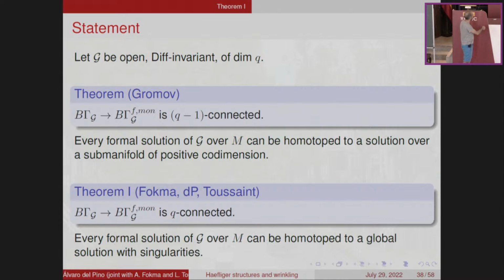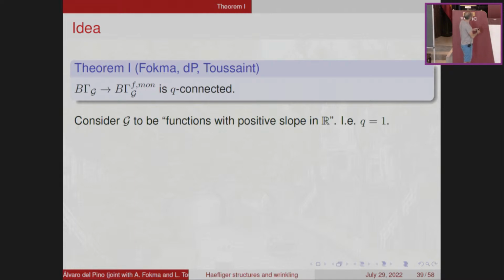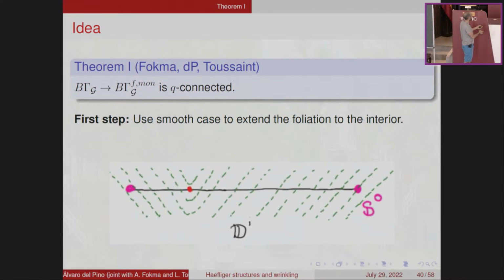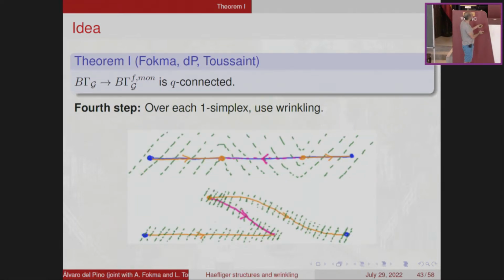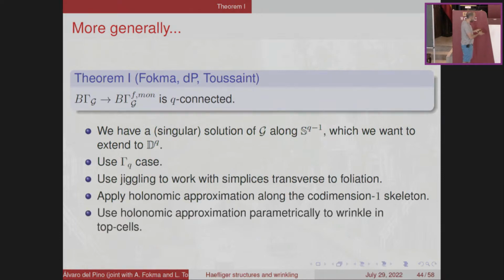Okay, so this is what it says. Every formal solution over a manifold can be homotoped to a global solution, but it may be singular in the Haefliger sense. I wanted to show you the proof very quickly, so let's rush a bit through it. I will avoid these nice pictures, give you the general argument, and move on.